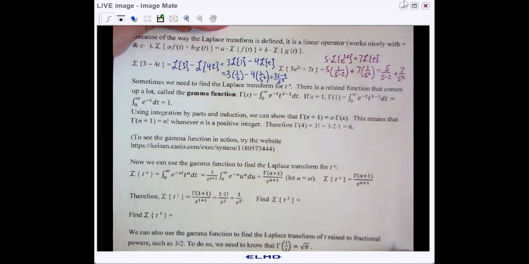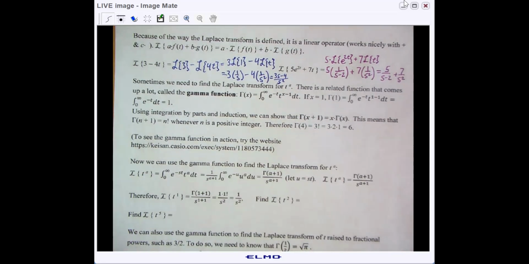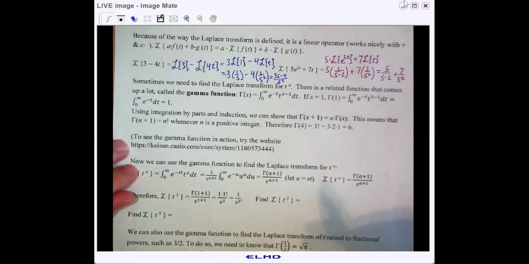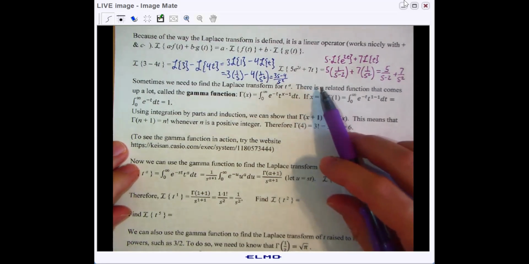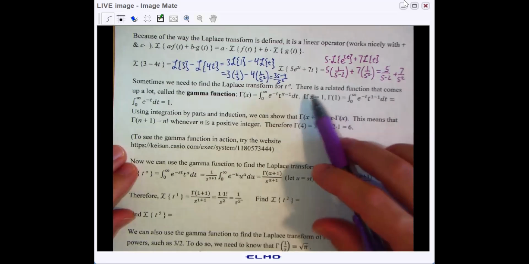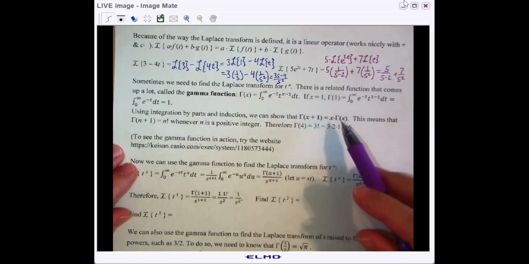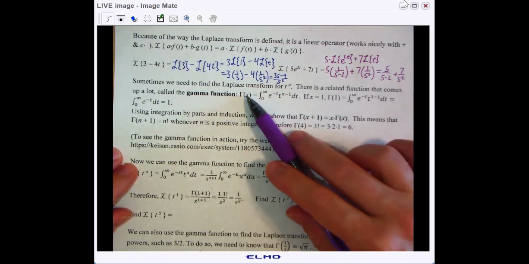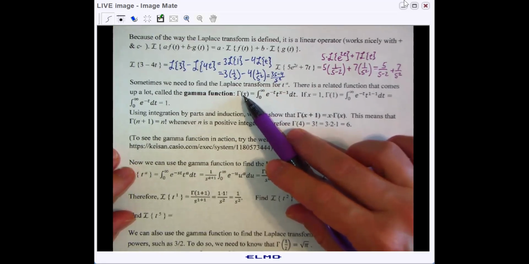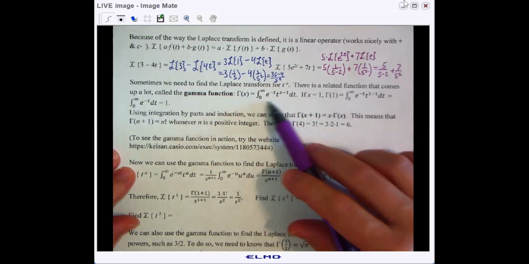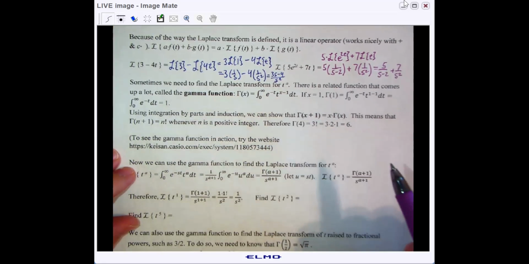Okay. All right. So what if we needed to take the Laplace transform of t to a higher power, like t squared or t cubed or something like that? Well, we can do that. You do integration by parts lots and lots of times. Or what you can do is use something called the gamma function. The gamma function is related to the definition of the Laplace transform.